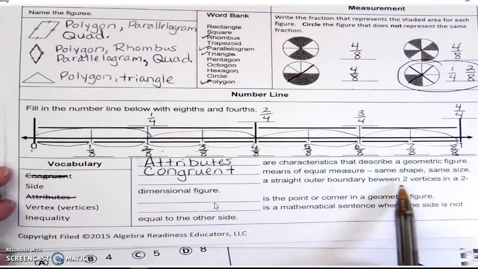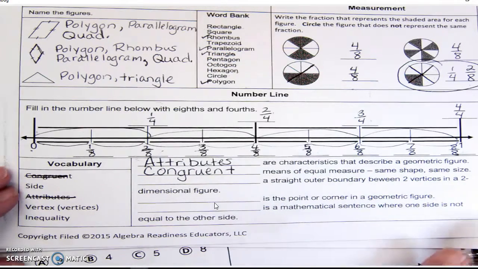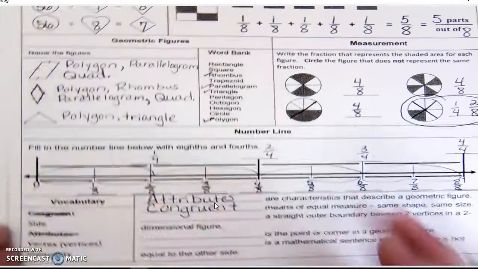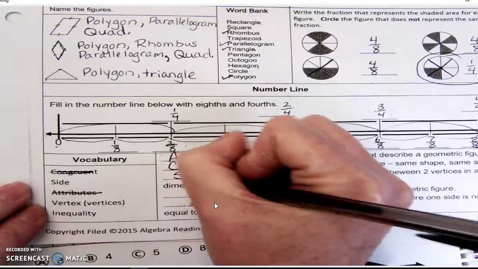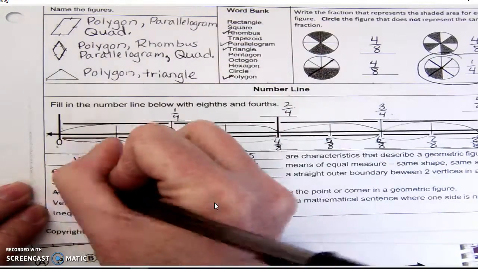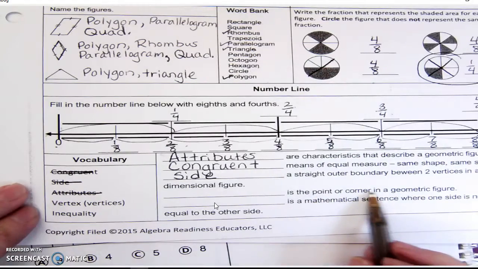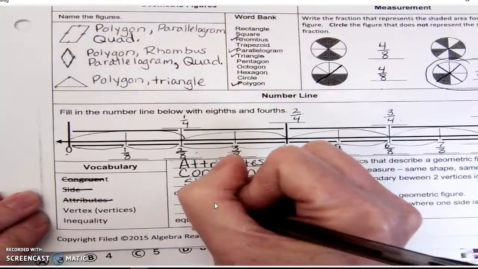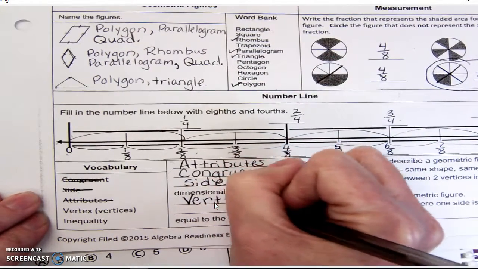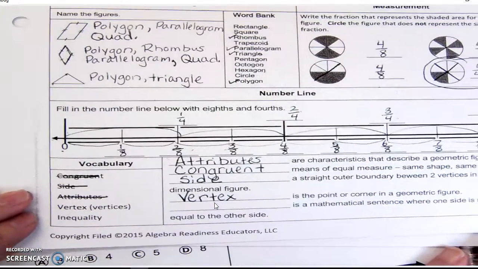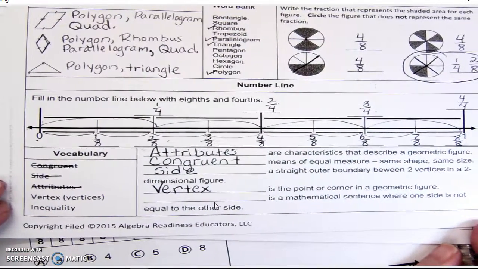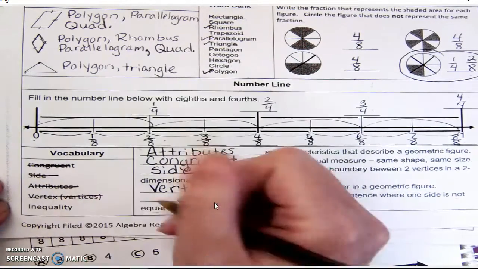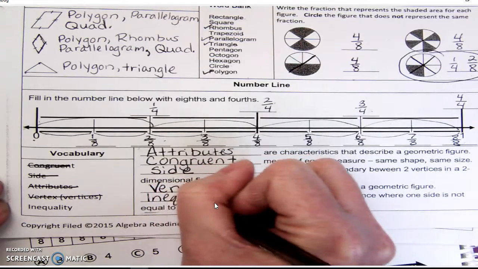The straight outer boundary between 2 vertices in a 2-dimensional figure. So between these 2 vertices here, the straight outer boundary is called a side. The point or corner in a geometric figure, we call these points the vertices. One is called a vertex. More than one are called vertices. And a mathematical sentence where one side is not equal to the other side is called an inequality.